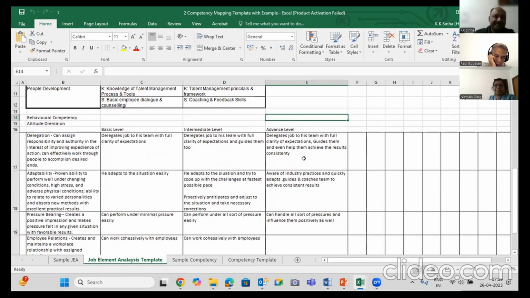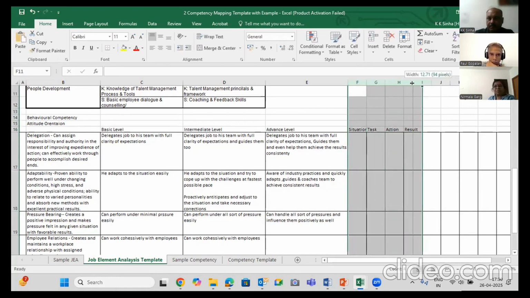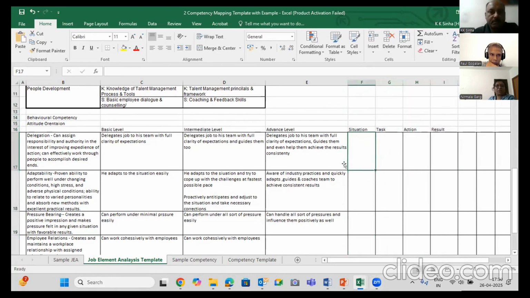Now create a STAR kind of an experience. And the rating is already there. Basic, intermediate, advanced can be 1, 2, 3. Likewise, situation, task, action, result. Absolutely. Great. So between both of you, think of a situation, I mean an incident, and write that. Then we'll help you place you in that rating.